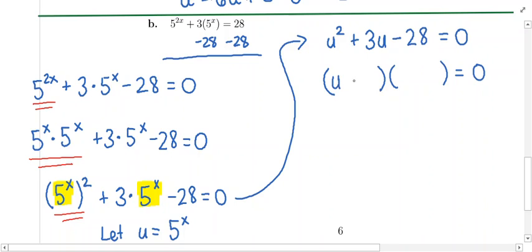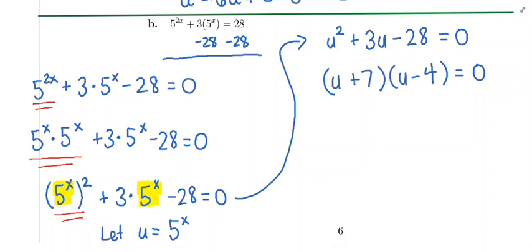U squared is going to break down into u times u. I need two numbers that multiply to be -28, the constant, and they need to add up to +3, okay. And the two numbers that do that are going to be 7 and -4. Okay, so this should factor into u plus 7 and u minus 4. And if you FOIL this out, you can check yourself that you do get what you started with, u squared plus 3u minus 28. Okay, so we have factored the non-zero side.